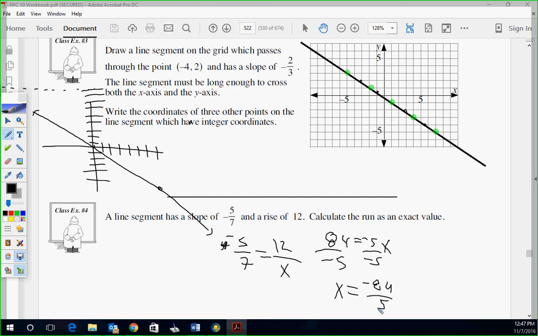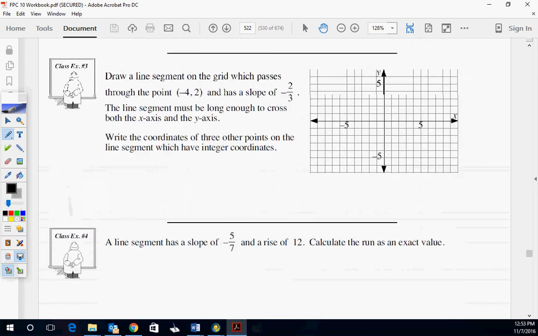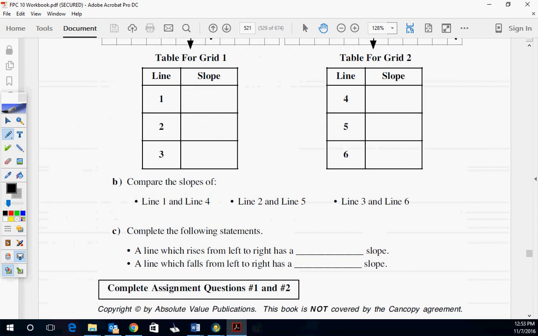Okay. All right, let's keep going here. Oh, let's go ahead and stop here. Any questions for slope?